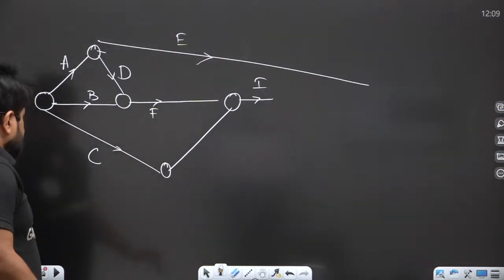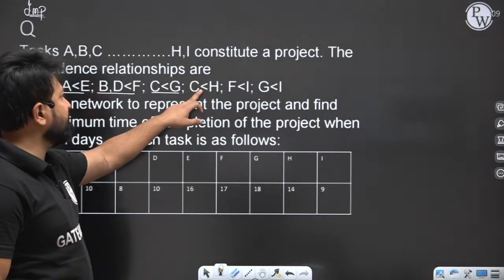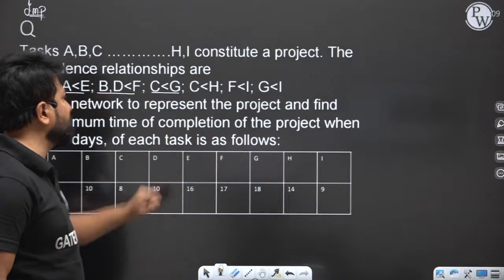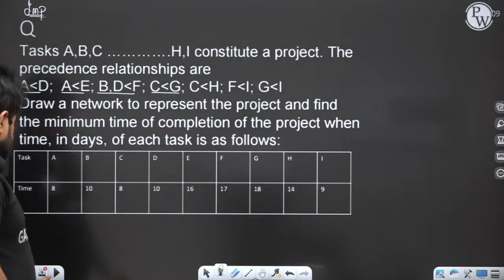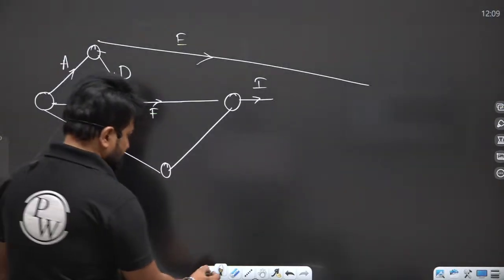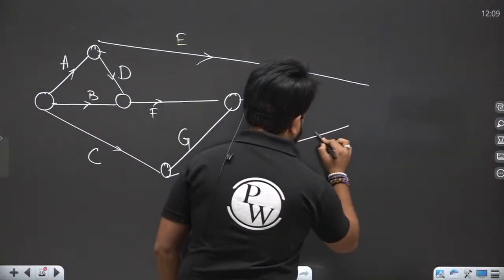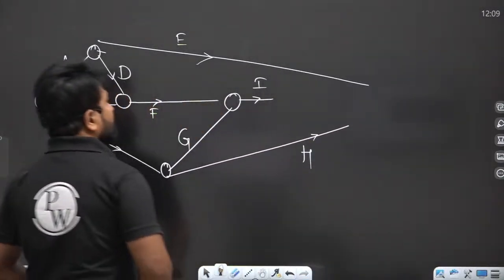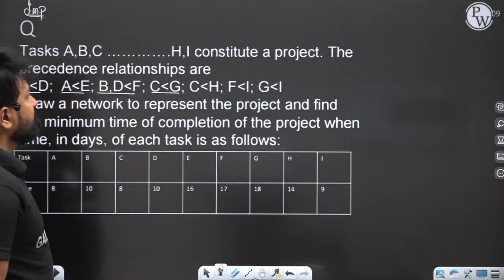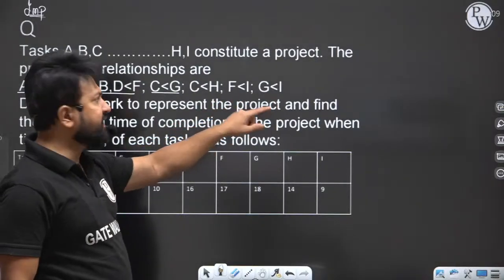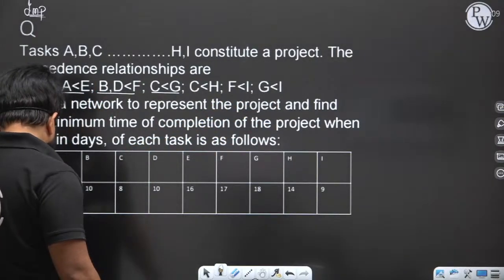Now see here, H is a succeeding of C, or C is a preceding of H, right? So this is G and this is H. Now my dear, he is not using which activity?